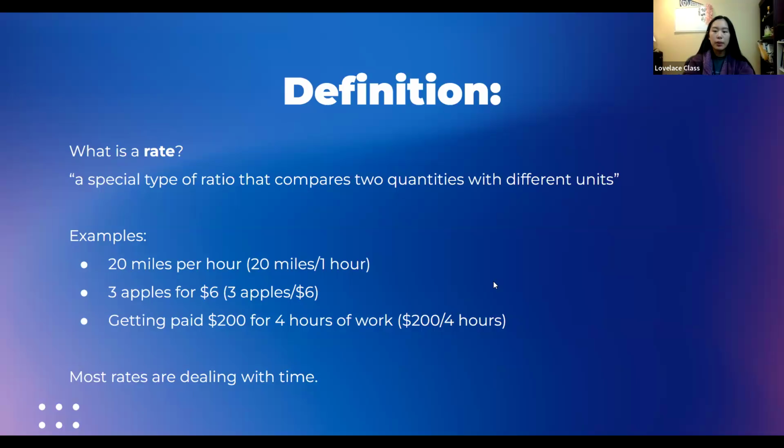So a lot of the rates that we look at deal with time. Like, we can see miles per hour, or when people get paid, they're getting paid for how many hours they work. And there are also things like how many pages you can read per hour and all that stuff. So a lot of things are dealing with time, and another big one is dealing with money. Those are the 2 major ones.